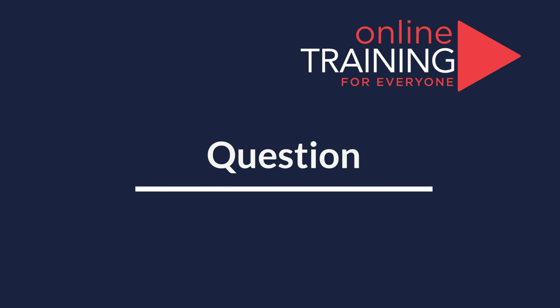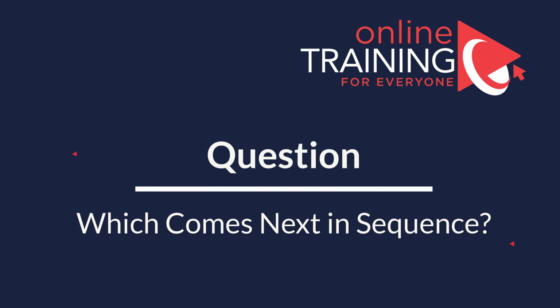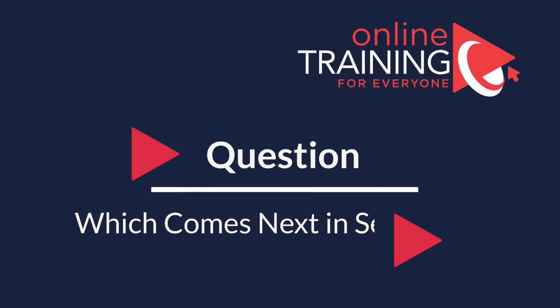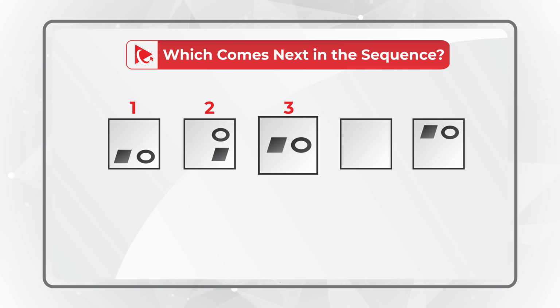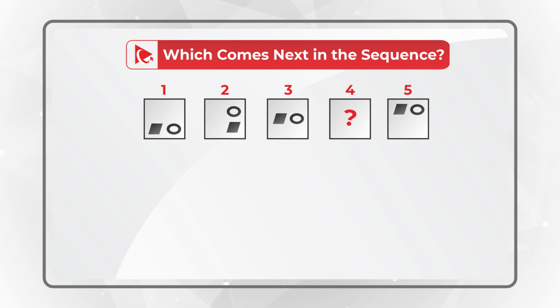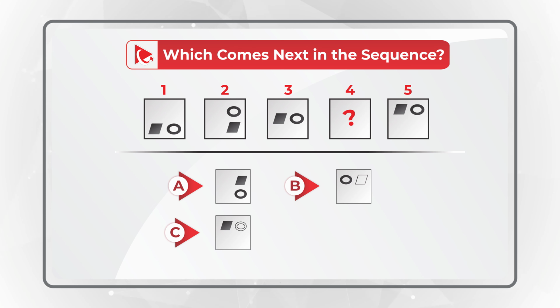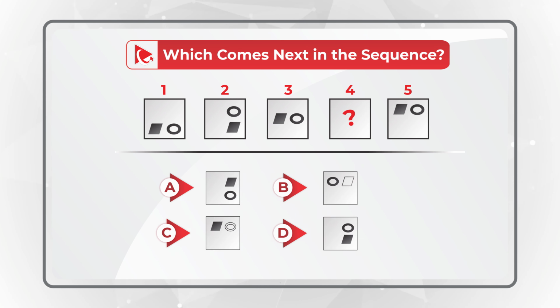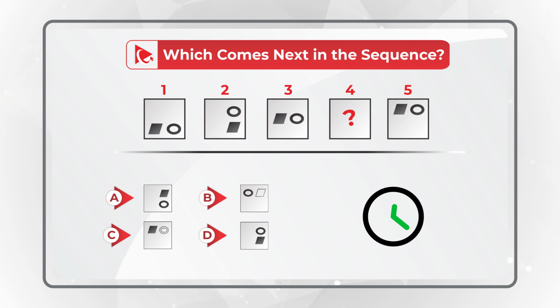I love this question because it really makes you think in order to get to the correct solution. You need to determine which shape comes next in the sequence, and you're presented with a series of 5 shapes. Squares 1, 2, 3, and 5 have other, smaller shapes inside, and you need to determine shape 4. You have 4 different choices to choose from. Choices A, B, C, and D. Give yourself a little bit of time, look closely to see if you can get to the correct answer.